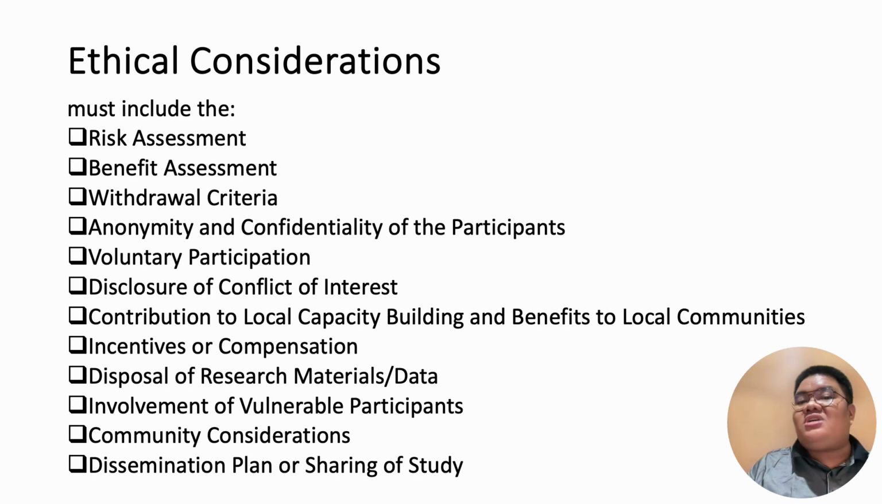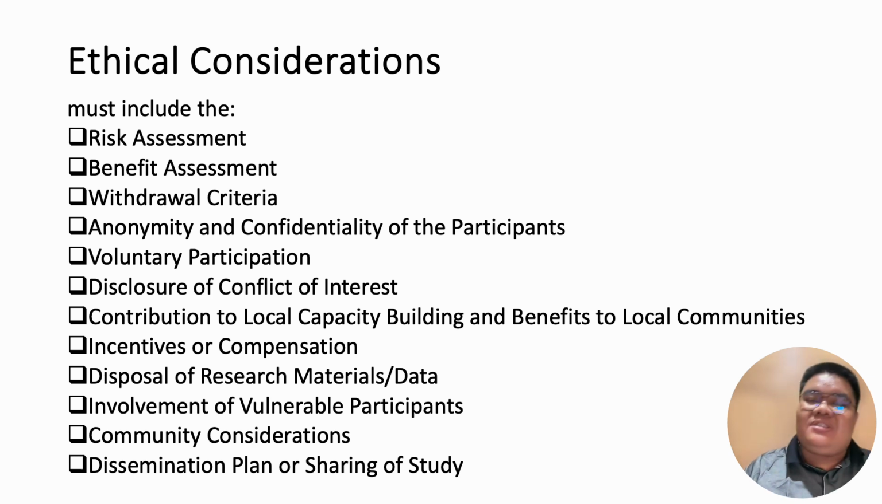You also need to mention about the withdrawal criteria. Can your study participant leave or discontinue participation in your study? And what would happen if they would withdraw from your research? Next, you should be also able to detail the anonymity and confidentiality of the participants. In other words, you need to be able to outline measures that will be able to ensure that the participants would be anonymous and that the confidentiality of the participants will be maintained.